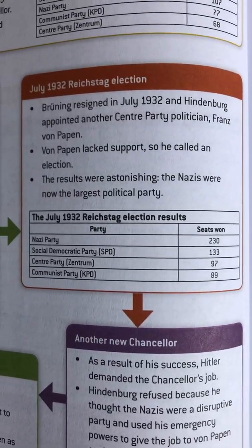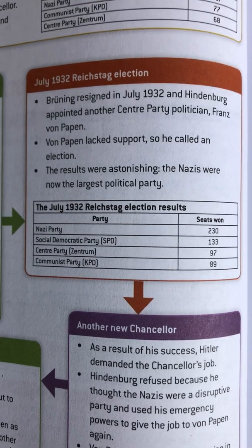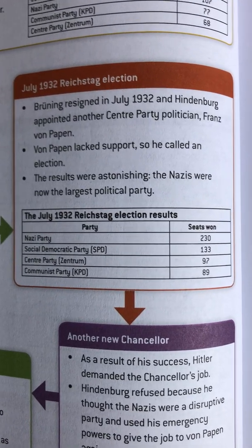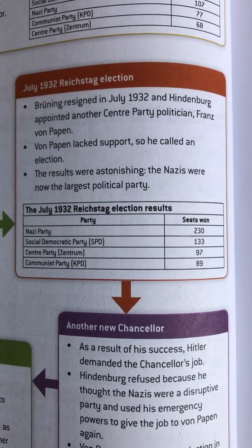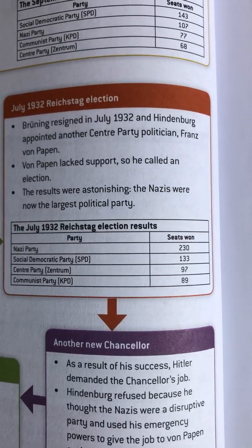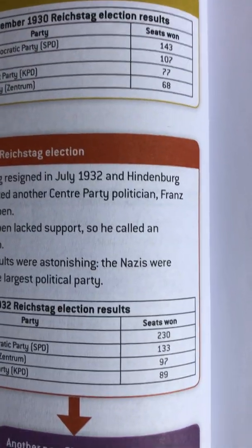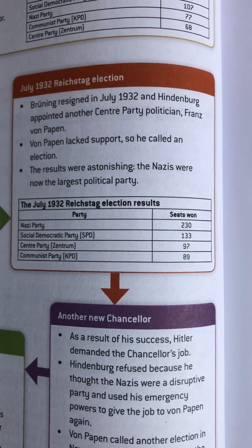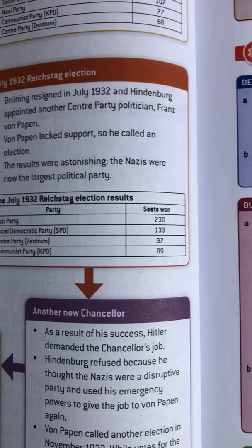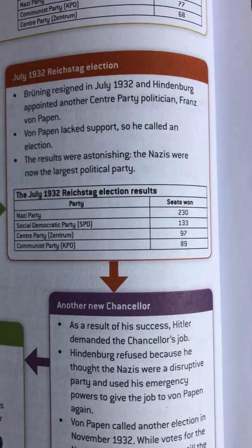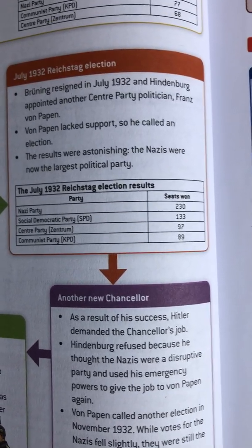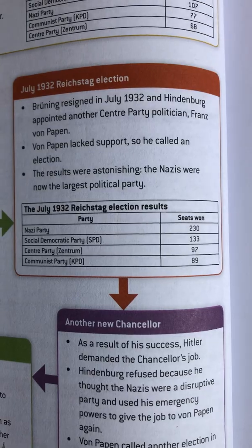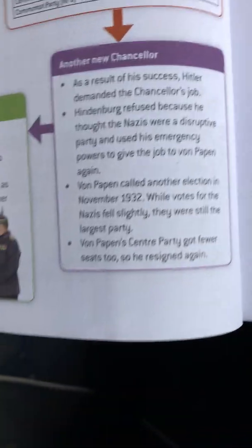Finally, in July 1932, in the elections, the Chancellor resigned. Hindenburg appointed another official from the Centre Party, von Papen. You can see the Centre Party was less popular than the Nazi Party. So 97 seats, and the Nazis were the largest party. So despite being the largest party, the Nazis didn't have a majority and Hitler wasn't made Chancellor yet.